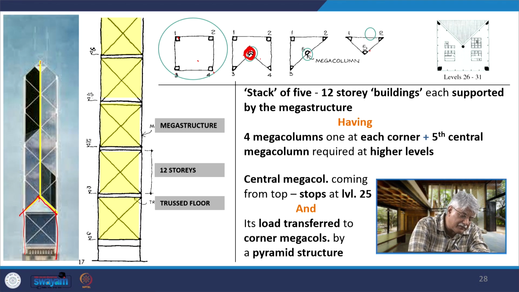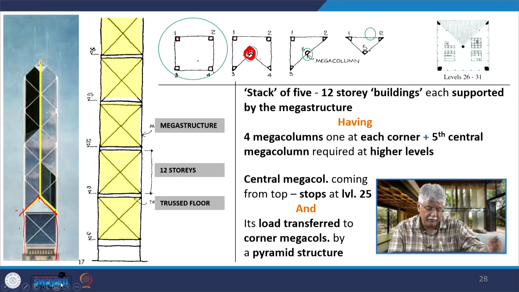The load gets transferred here to outer mega columns and then to the ground. So this whole pyramidal form or structure helps to transfer the overall load of the building to the ground using the system of mega columns.